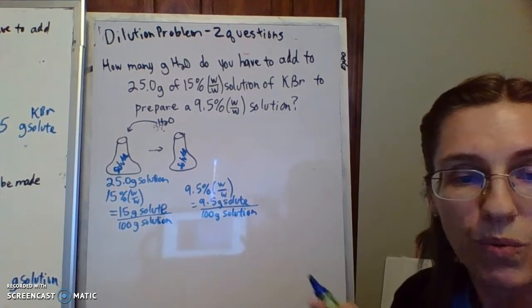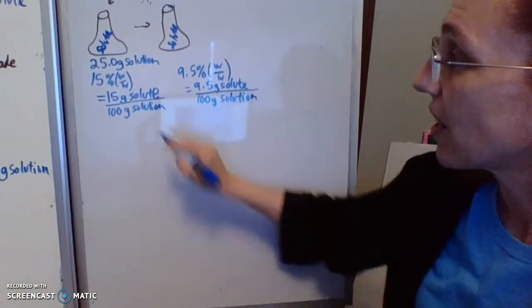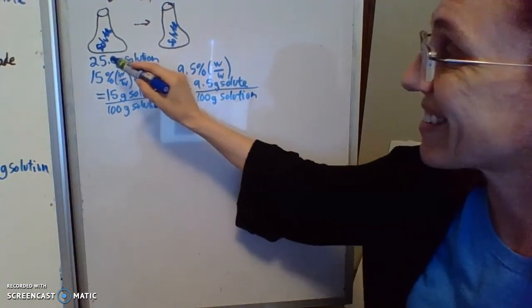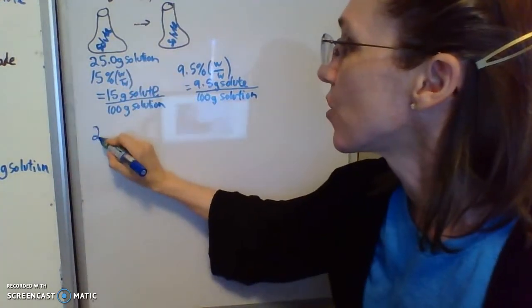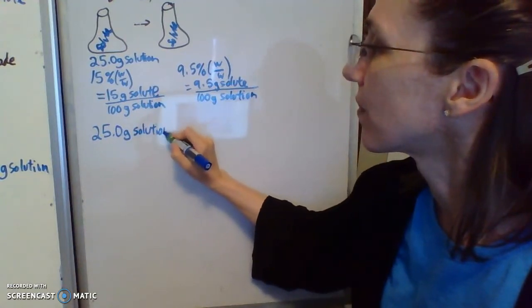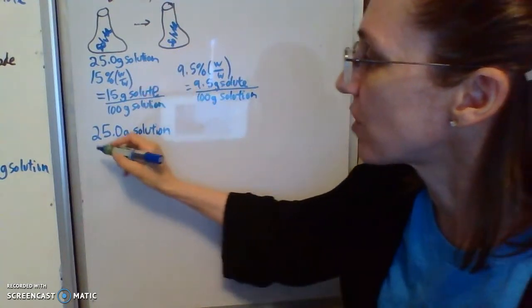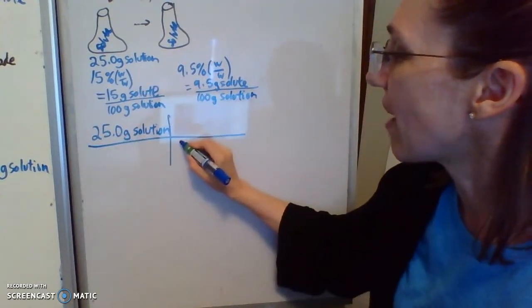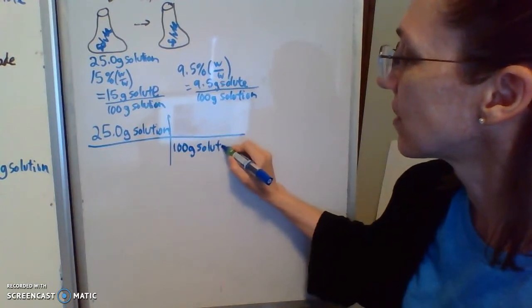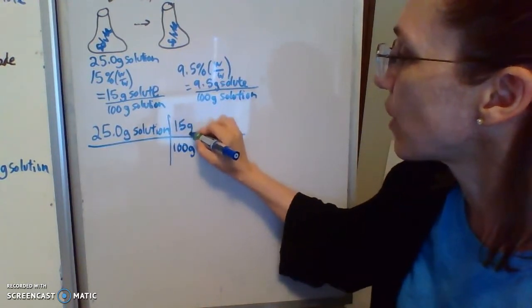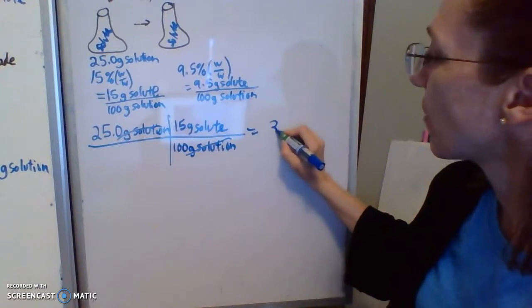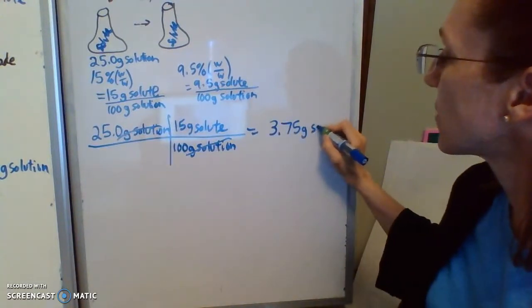All right, so first, we're going to do two problems here to answer this one question. The first is to find out how much solute is in this solution. So we're going to start off with the thing that's not the conversion factor. That's the 25.0 grams of solution. This goes with this concentration, so that's the conversion factor we're going to use here. We have solution on the top, so solution has to be on the bottom in order to cancel out. And 15 grams of solute on the top. Grams of solution cancels out, and we get 3.75 grams of solute.